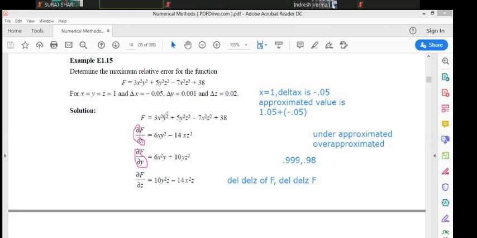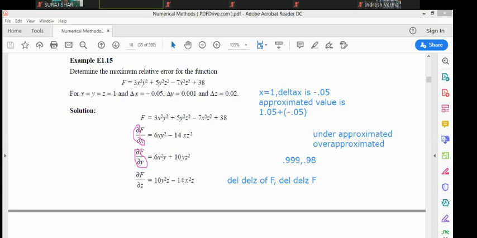Always say del x f, del y f, del z f. Okay, not upon. By mistake, if you say upon, that is okay. One thing is we must know the things. We must know the correct things. We must do the correct things. Do you follow my statements? We must know the correct things.